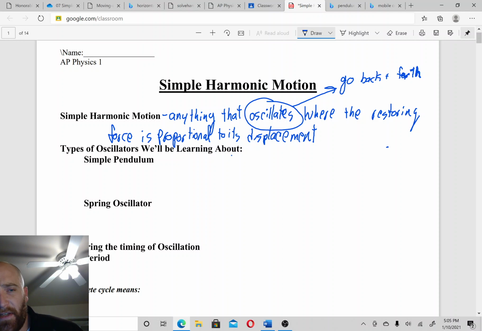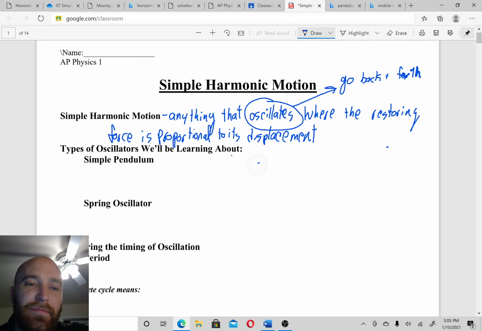So what this topic's about, it's about things that go back and forth, where the force that sort of restores them back to that starting position is proportional to how far to the side it gets pushed. We're looking at two very specific examples. This is kind of a specific sort of motion. And the two specific examples that we're going to look at are a simple pendulum and a spring oscillator.